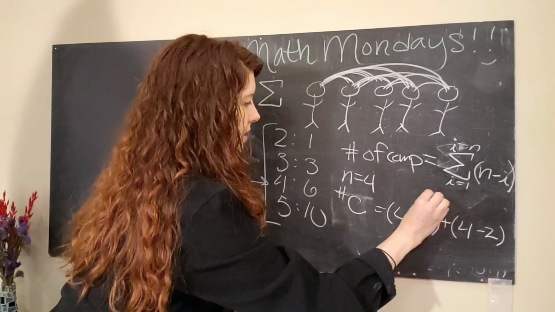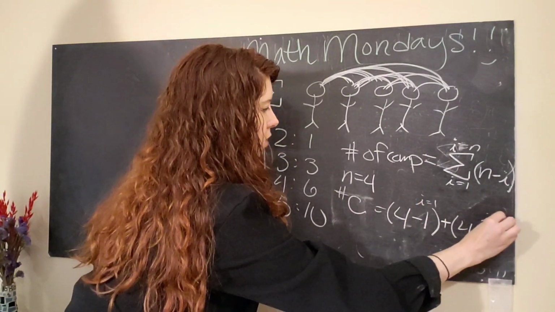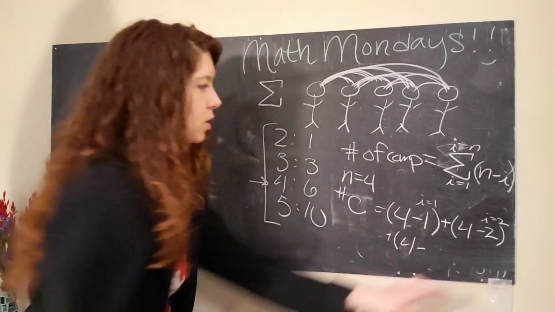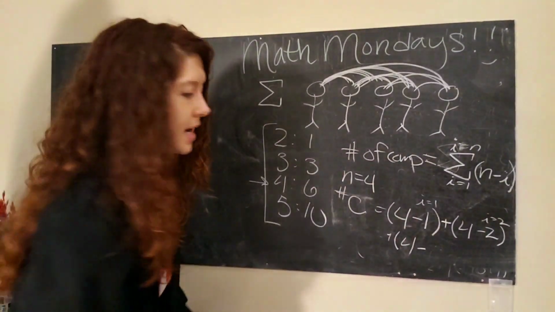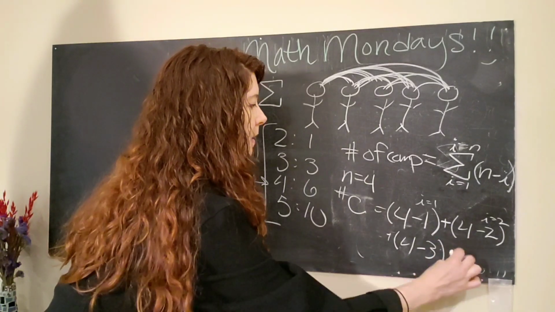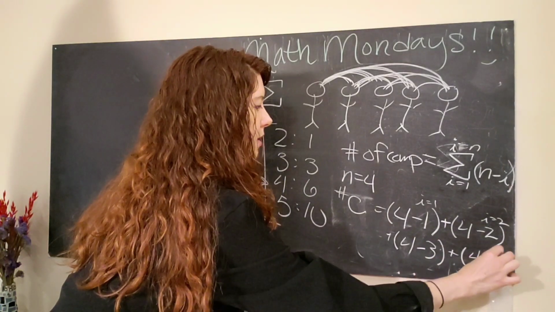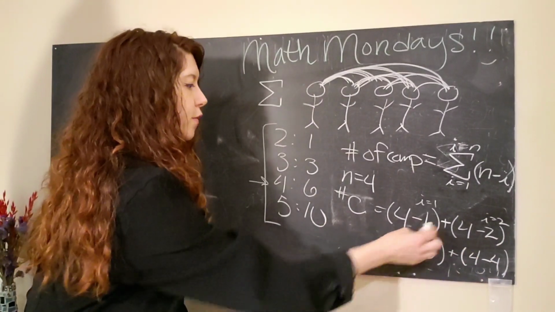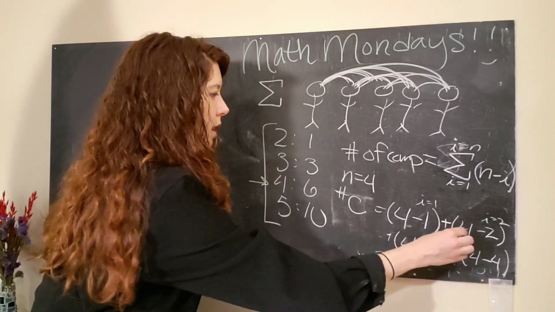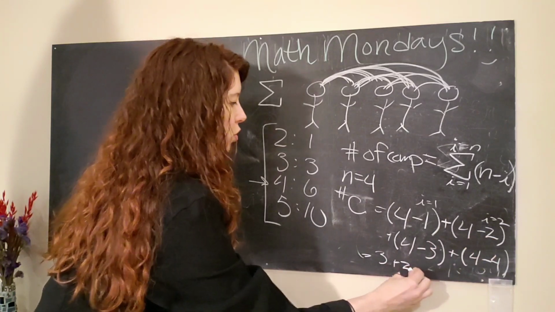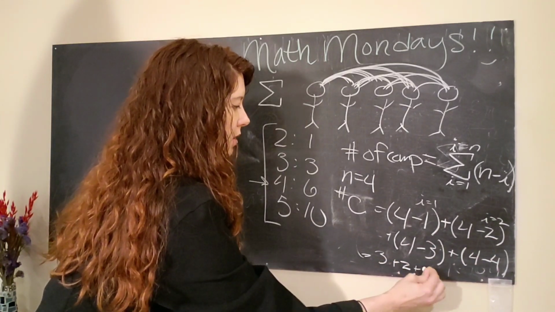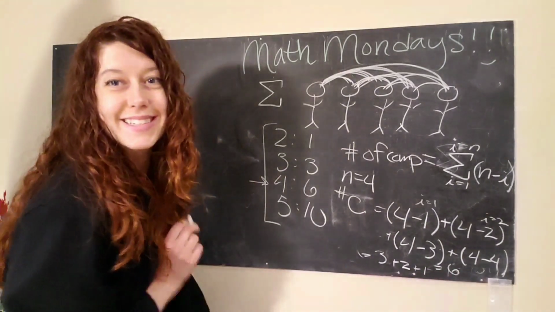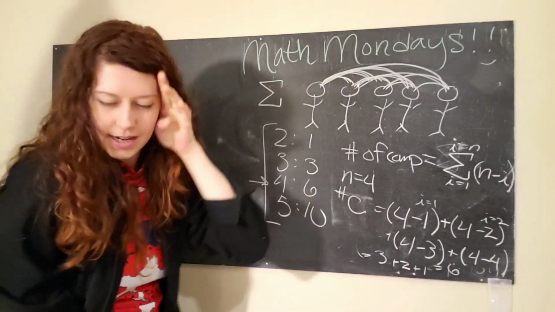And so in this case, i equals 1. In this case, i equals 2. And then we add 1 to i, and so that gives us 3, and 4 minus 4. So 4 minus 4 goes to 0, and we are left with 4 minus 1 is 3, plus 4 minus 2 is 2, plus 4 minus 3 is 1. 3 plus 2 plus 1 is 6. Huzzah! We got the right answer.